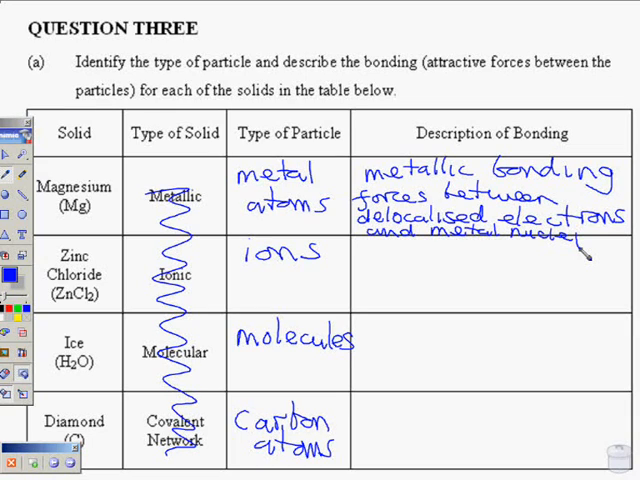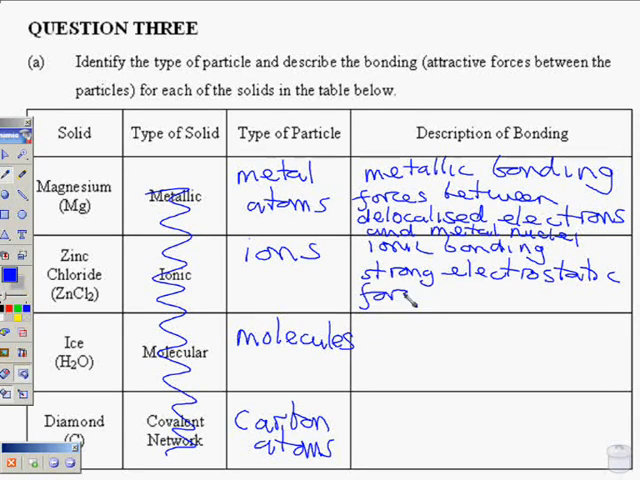Zinc chloride, ions, ionic bonding will probably get you an achieved tip somewhere, I don't know. But it's not really good enough. You should be able to say strong electrostatic forces between ions. Alright, there's the sentence that you use.